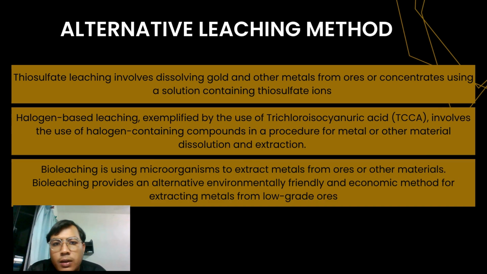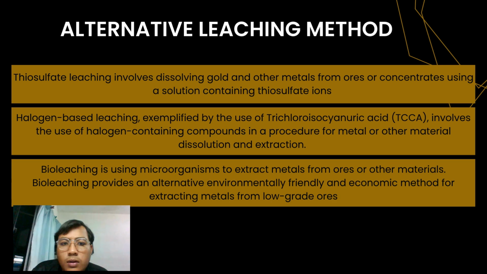Next method is alternative leaching methods. For alternative leaching methods we have three, that means we have thiosulfate, halogen, and bioleaching. Thiosulfate leaching involves dissolving gold and other metals from ore and concentrate using a solution containing thiosulfate ion.